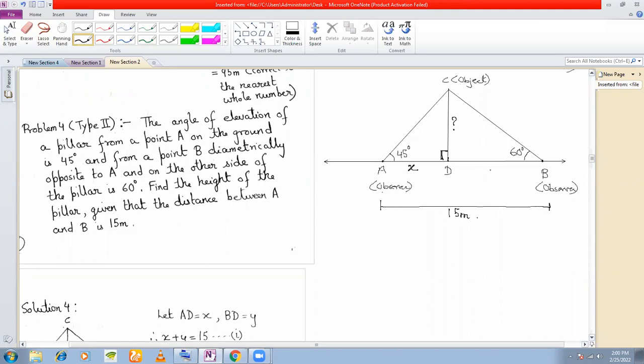Now you take AD as X and BD as Y, and you take the height of this pillar as H. So remember, whenever you have to find out the height, always take the height as H and AD as X and BD as Y. And now we are going to use these two right angle triangles in order to find out the height of this pillar. First of all, when I have taken this as X and this as Y, the entire length is given. That means we must have X plus Y is equal to 15.